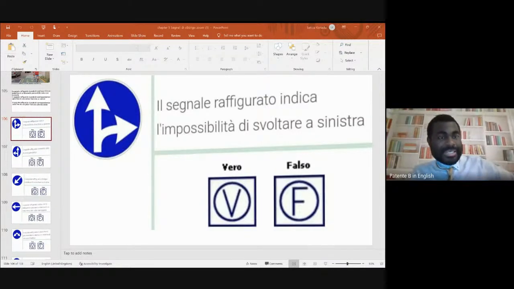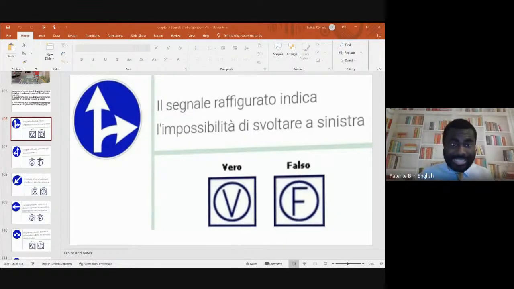Il segnale raffigurato indica l'impossibilità di votare a sinistra, vero o falso? And the answer to this question is true, guys. If you look at this signal, it says that when we get to the junction we have only two ways. It is either you go straight or you turn to your right.